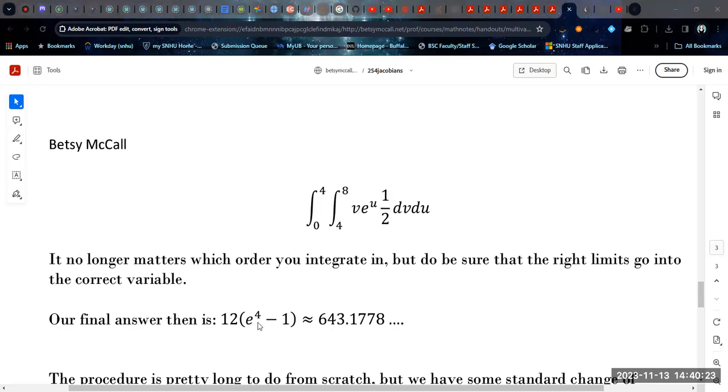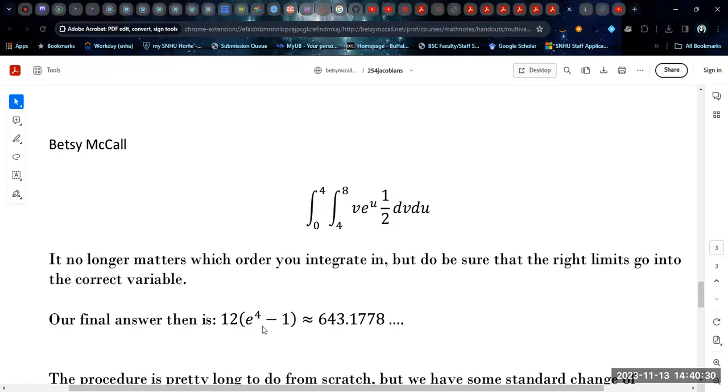And so when you actually do this integration, you end up with this. Now, I do want to remind everyone, as we do this, watch the order that you're doing your integrations in. 8 and 4 was in terms of v, so you have to do dv first, and then 0 to 4 is in terms of u, so that is done last. And so that's how we get this expression.